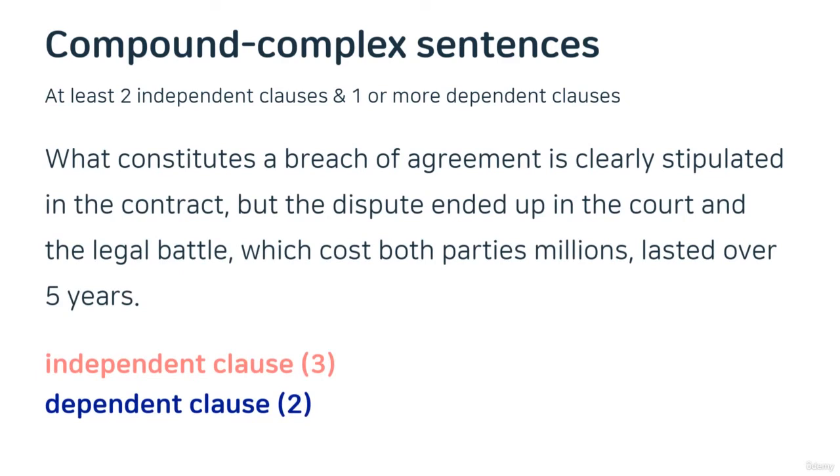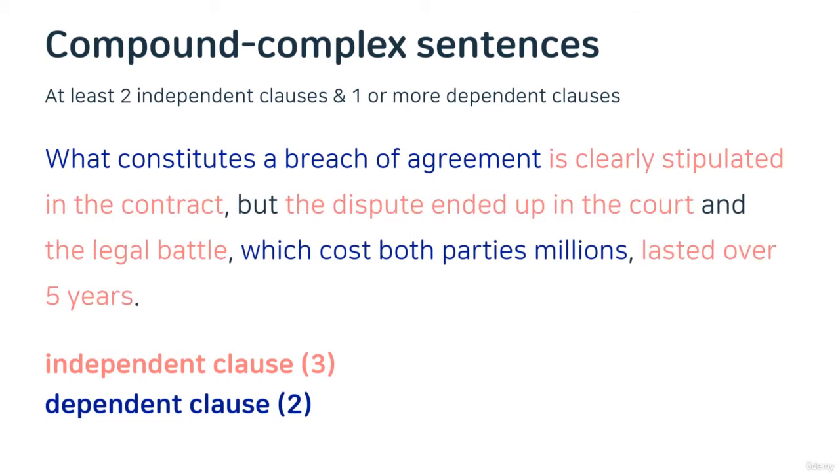What constitutes a breach of agreement is clearly stipulated in the contract, but the dispute ended up in the courts, and the legal battle, which cost both parties millions, lasted over 5 years. So in this sentence, there are 2 dependent clauses, the noun clause in the first independent clause, which acts as the sentence subject, and the non-defining relative clause in the third independent clause.